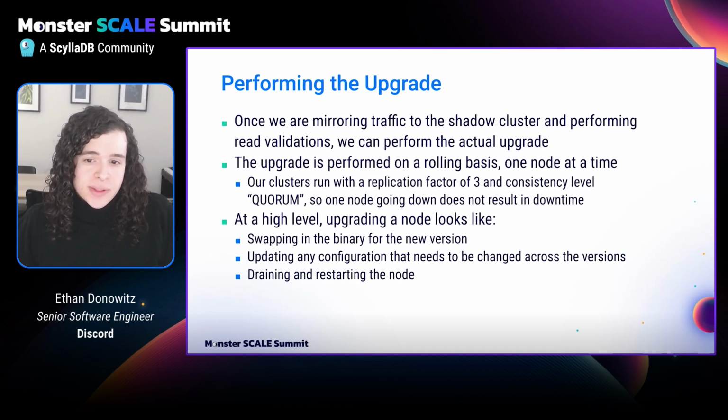If we took 2 nodes offline, then we could run into trouble because certain queries for certain keys may not actually be able to meet quorum at that point. So that's why we do the upgrade on a rolling basis. We have to do one node at a time.